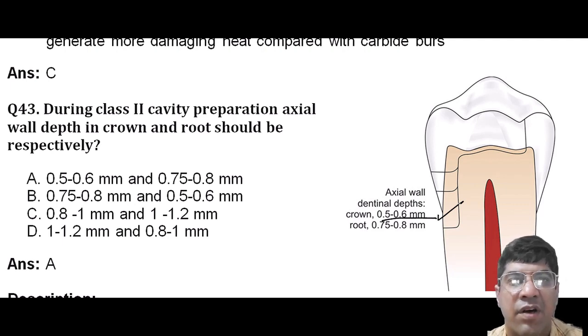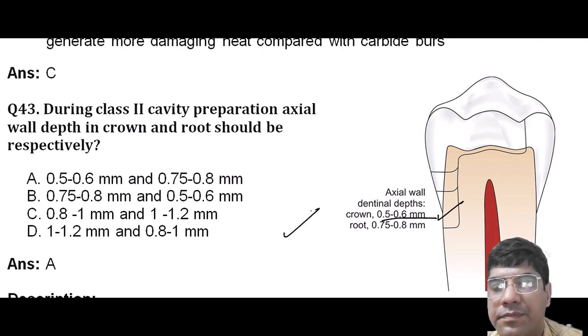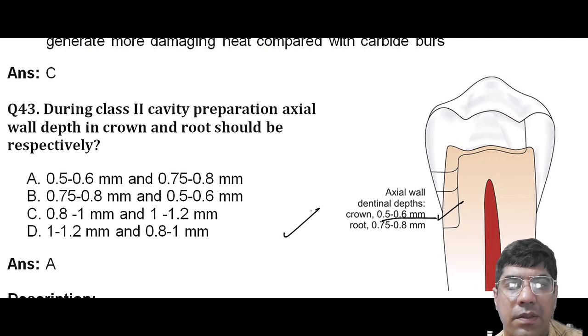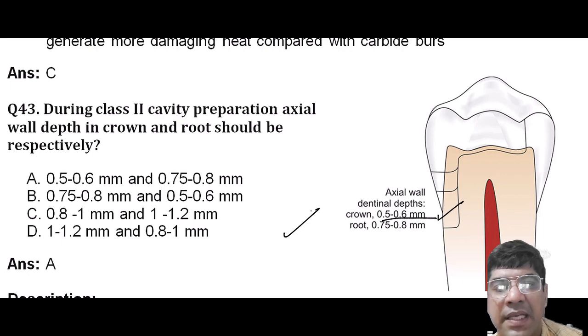Whereas in the case of the root, the axial depth should be 0.75 to 0.8 mm. So in the root, it is slightly deeper than the crown. This depth is necessary to ensure that the restoration extends below the gingival margin and provides sufficient retention and resistance form. The deeper root axial wall helps to ensure that the restorative material bonds well within the tooth structure, reducing the risk of marginal leakage.